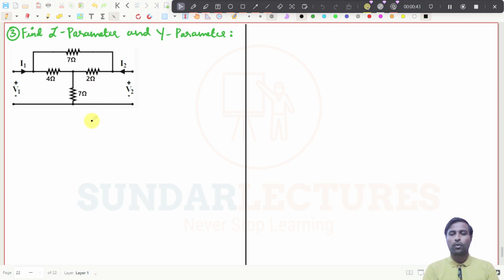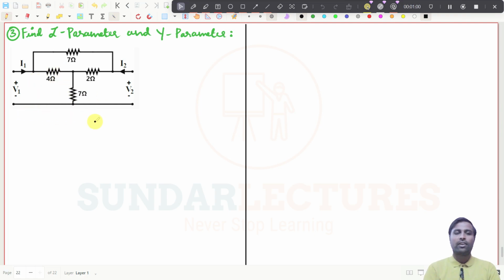You can apply the nodal voltage analysis method. So we will get the Y parameters. From the Y parameters you take the inverse, and obviously you will get the Z parameters. That is the easiest way to approach these kinds of problems, right? If you see any problems like this, try to convert the star to a delta connection.